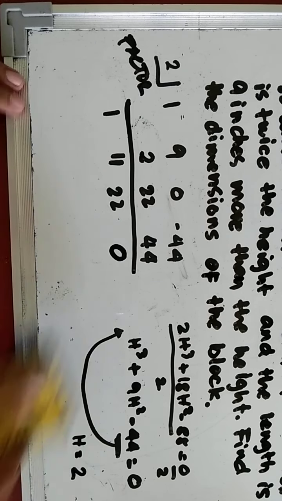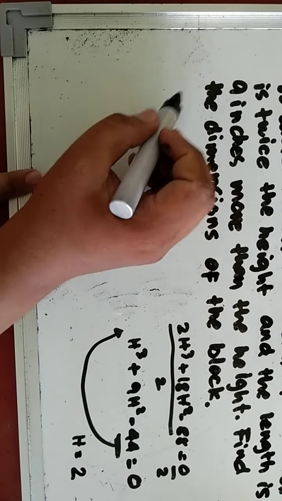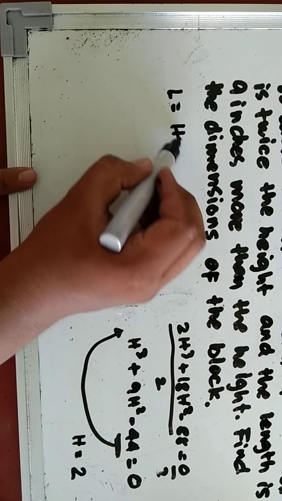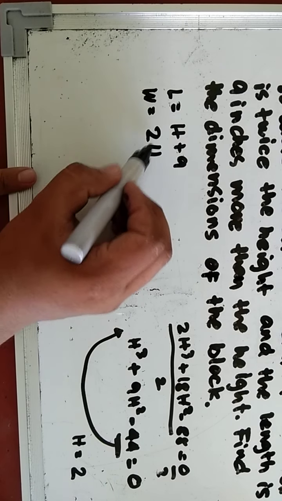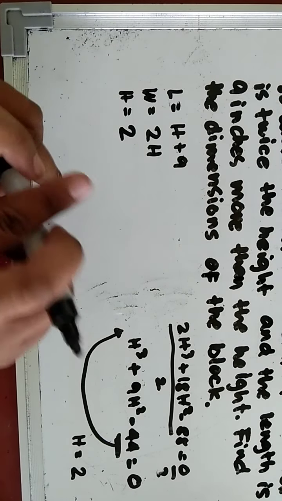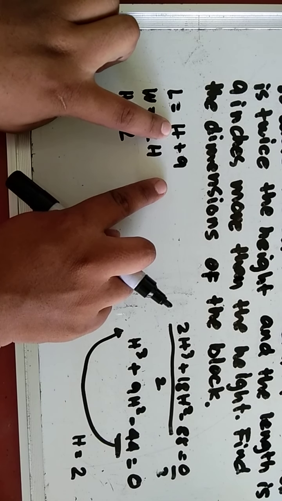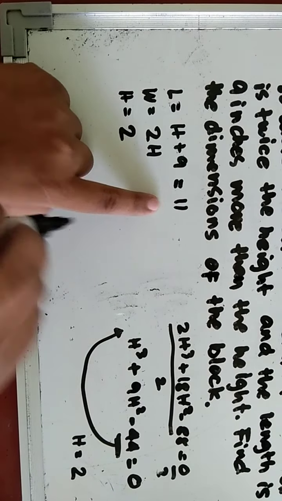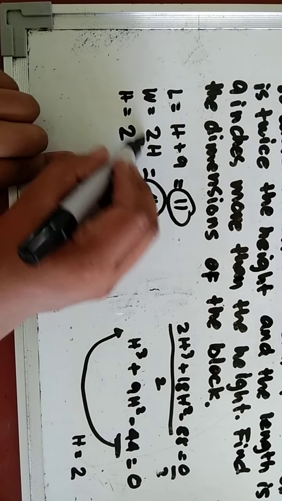Okay, ngayon, ang tinatanong niya sa atin is yung dimension. So, di ba, yung length kanina, the length is 9 inches more than the height. Yung width daw ay twice the height. Okay, ang value ng height natin ay 2, yung nakuha natin kanina sa synthetic division. So, ibig sabihin, 2 plus 9 is 11. Ibig sabihin, yung length natin ay 11. Tapos, 2 times 2, that is 4. So, ito yung kanyang magiging dimension.